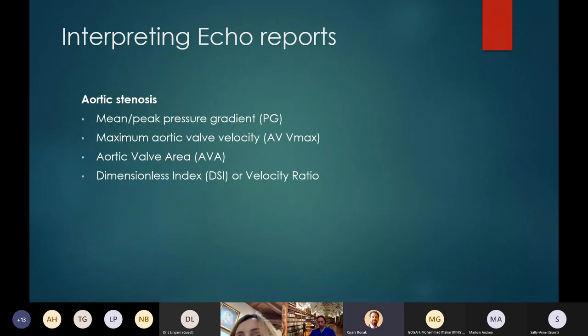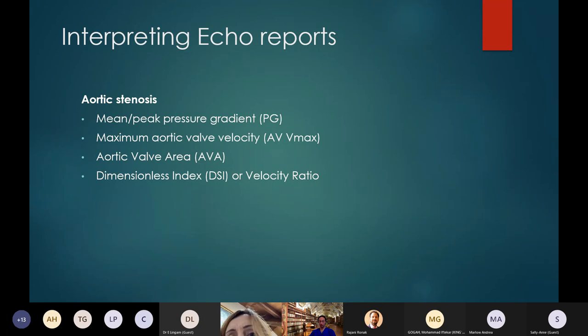Starting with aortic stenosis, we do several measurements and we use several methods to grade the stenosis and also the hemodynamic impact of the aortic stenosis. But the key things you will see are the mean and peak pressure gradient, and the maximum aortic valve velocity, which correlates with the peak pressure gradient. The peak pressure gradient is actually derived from the aortic valve maximum velocity, so it is pretty much the same thing.